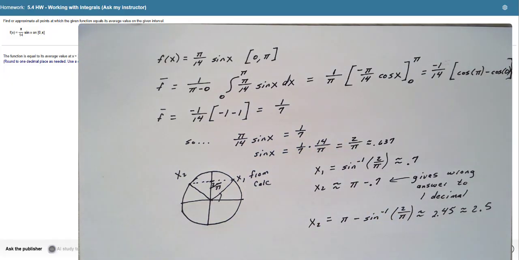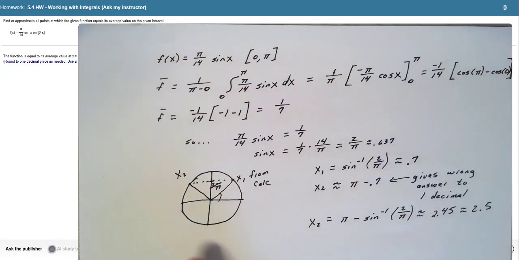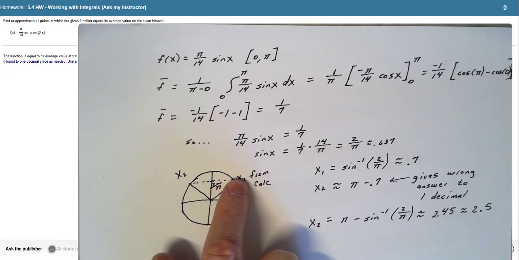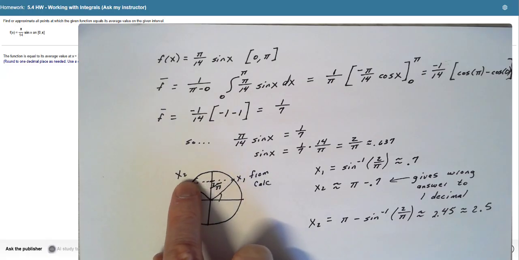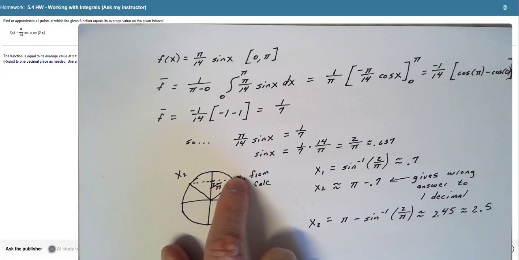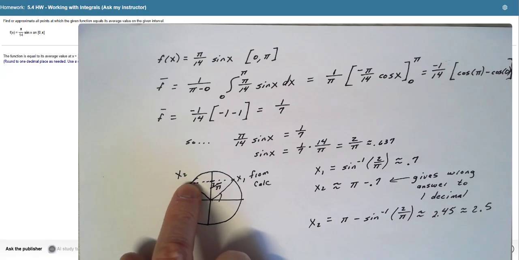Now, I had to think, well, okay, where on the unit circle could this be? So I went to my calculator and I did 2 over pi, and 2 over pi is approximately 0.637. So that told me that I need the y component on the unit circle to be approximately 0.637. I know that that occurs in quadrant 1. It also occurs in quadrant 2. That is when the sine could be that 2 over pi at this angle x1 or at this angle over here that I'm calling x2.